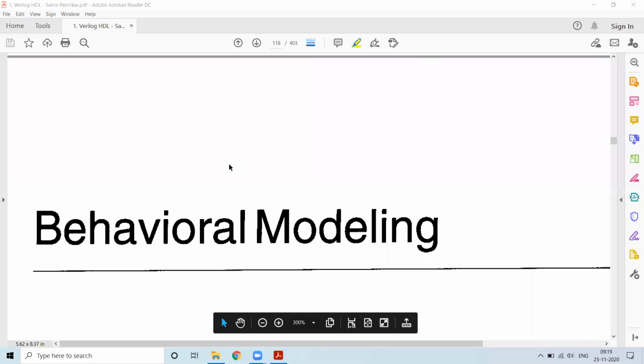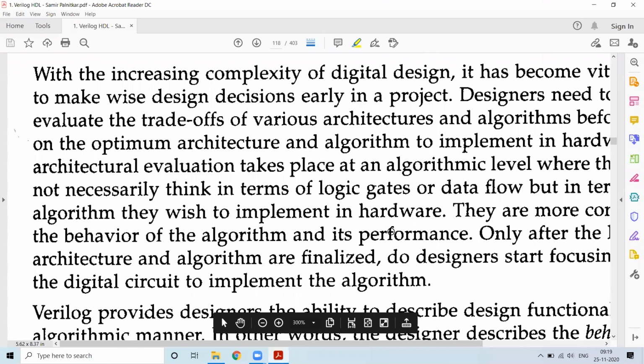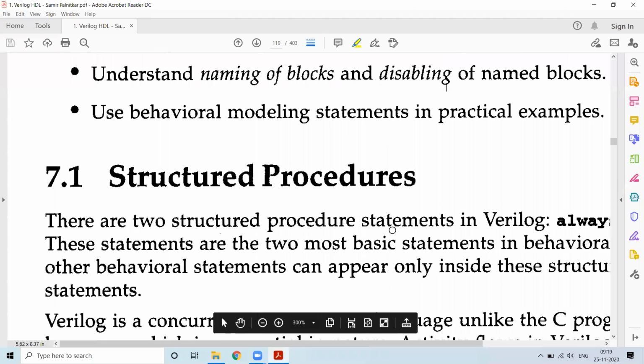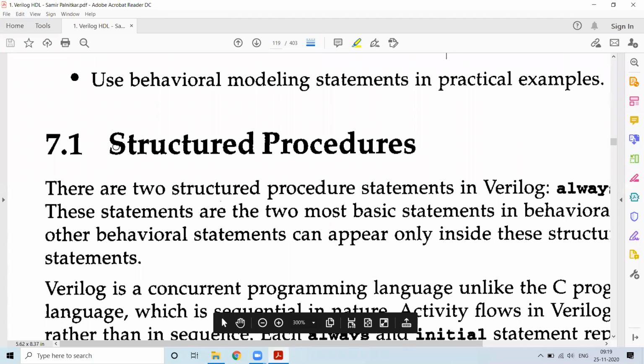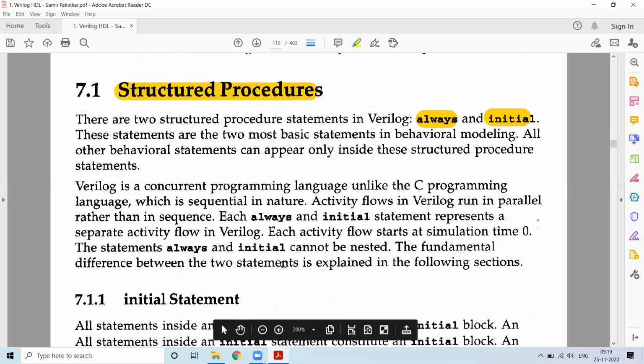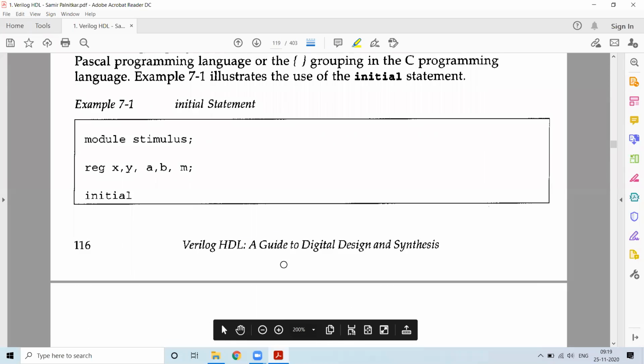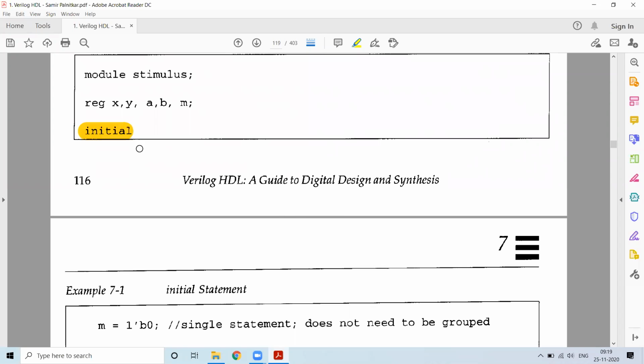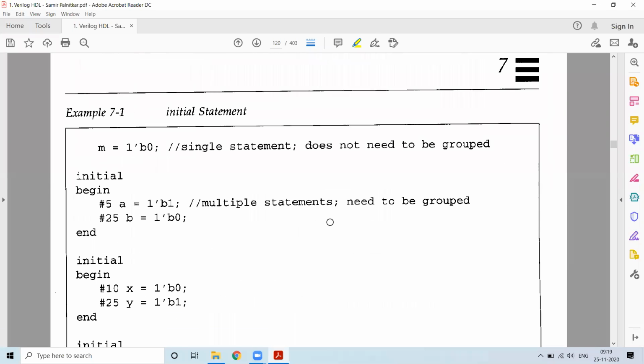In the previous session, we started off with the discussion related to behavioral modeling. In that, we discussed initial and always statements. Those are the two structured procedures that we looked at. The name itself tells what happens: the initial block is executed only once in the entire simulation, whereas the always block is executed in a looping manner. So it will be executed again and again until the simulation ends.